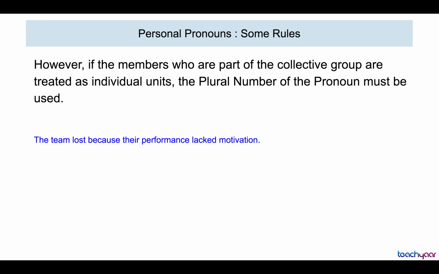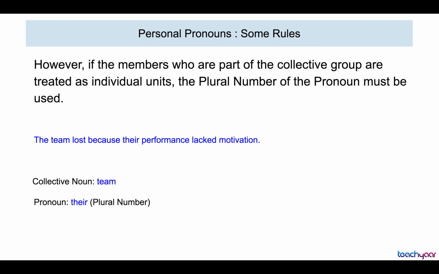The team lost because their performance lacked motivation. Now, which is the collective noun here? Team. Now, the team, depending on which is the match, might have 9 or 10 or 11 people or members in the team. Now, here we are not talking about them as a group, we are talking about the individual players in the team. That is why the pronoun used is plural. Which is the pronoun? Their. The team lost because their performance lacked motivation.